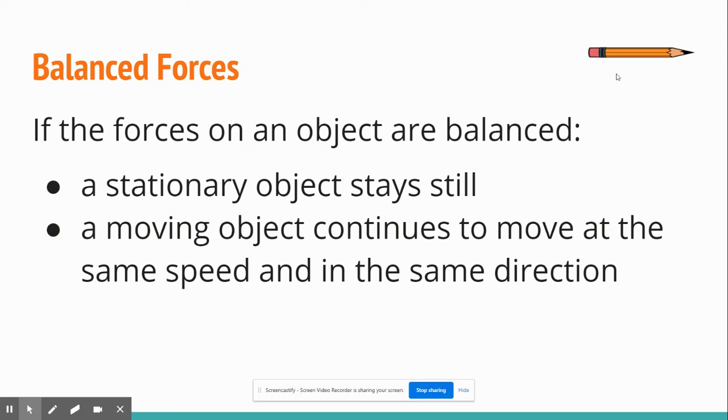So for balanced forces, here's your pencil. If the forces on an object are balanced, if it is a stationary object, it's not moving, it stays still. But if it's a moving object and the forces are balanced, the object will continue to move at the same speed and in the same direction.